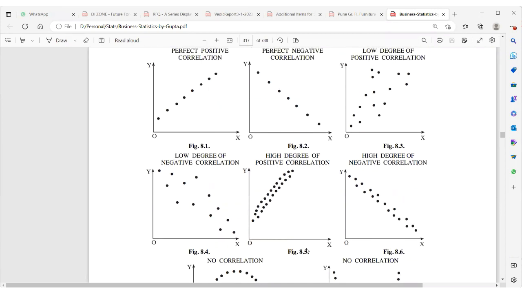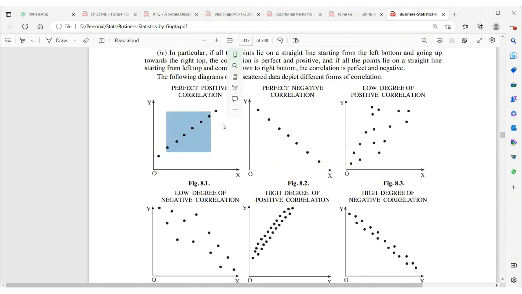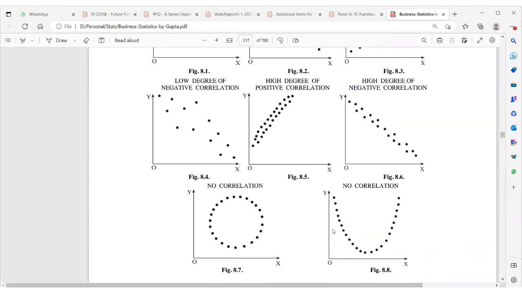I already told you that the value of the correlation lies between -1 to +1, right? We generally denote correlation by small r. If the value of r is +1, we say perfect positive correlation. If the value of r is -1, we say perfect negative correlation. If r is 0, that means no correlation.